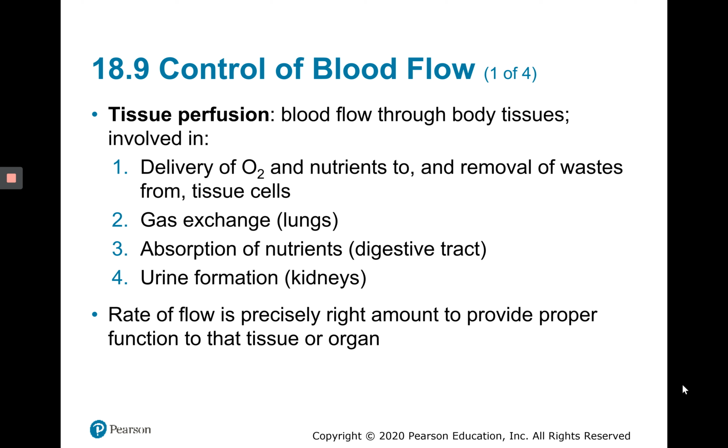It's also going to include gas exchange, so that's specifically of respiratory gases. This occurs both in the lungs and at tissues, and the absorption of nutrients in the small intestine, so the absorption of nutrients into the blood, and then urine formation, which is going to be a process that includes things like tubular reabsorption and tubular secretion, which is a back and forth transport of things from the blood to the kidney tubules. The rate of flow to tissues is precisely the right amount in order to provide the proper amount of nutrients and gases for that organ or tissue to function.